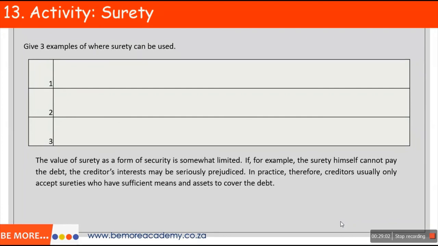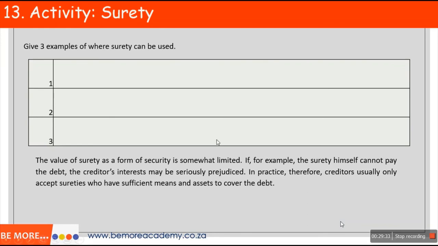But if you come on board, you sign surety. The property won't be registered in your name. So if you are a surety holder, the property is not registered in your name. It's only going to get registered in your dad's name. But your income will form part of his qualification for this. And then, if he can't pay it, then the bank is on your back.